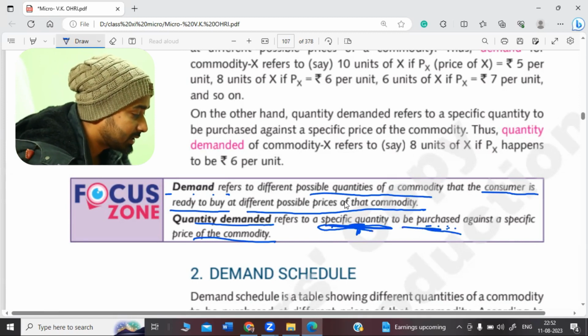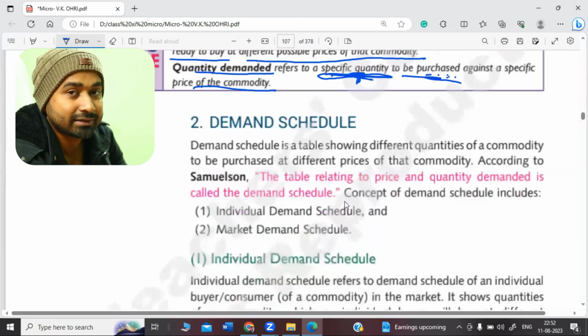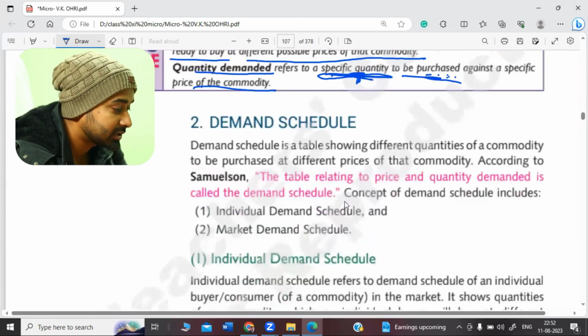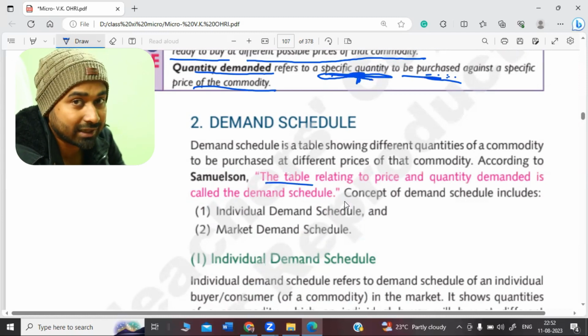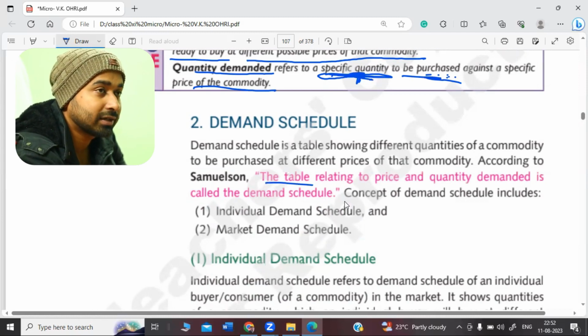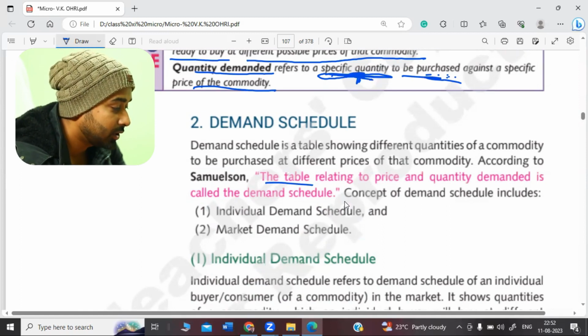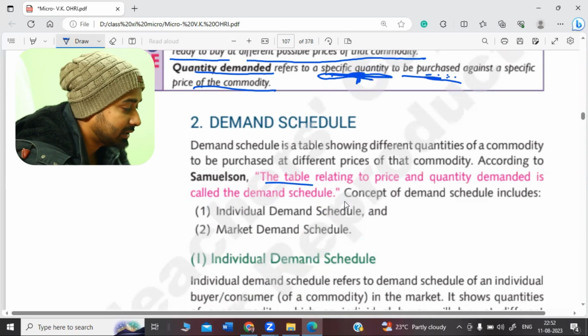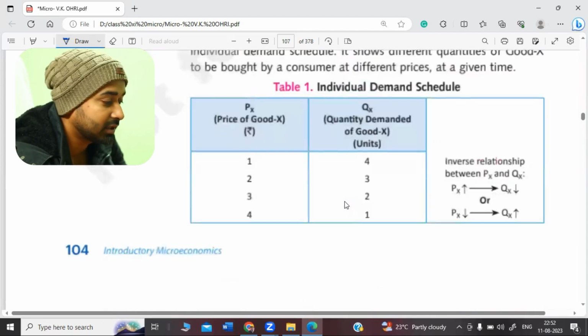Now come to the next, that is the demand schedule. Schedule, remember that it is a table. So the demand schedule is a table related to the price and the quantity demanded. A table where the quantity demanded is shown is known as the demand schedule. I am showing you the demand schedule. See, this is one of the demand schedules.